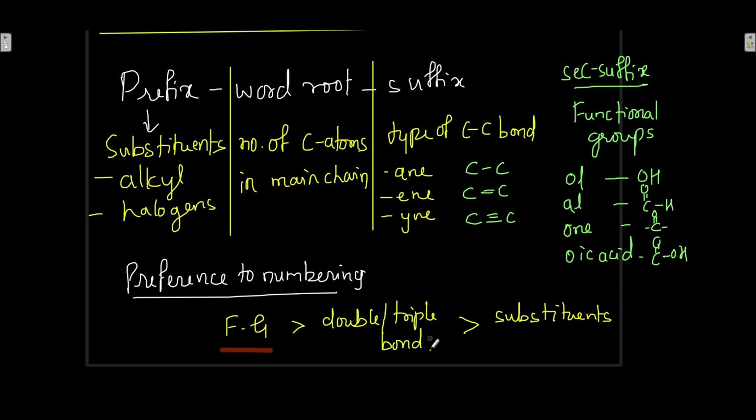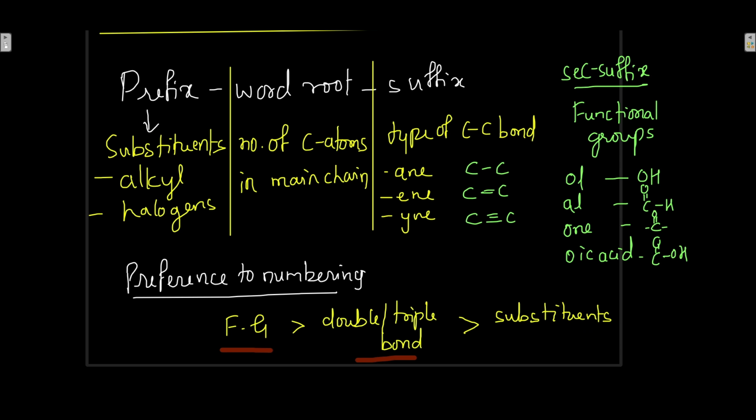Then comes the double or triple bond. If there is no functional group but there is a double or triple bond, the double or triple bond should be given preference, meaning it should get the smallest possible number. If both are not there, then you give the preference to substituents. You have to number in such a way that substituents get the smallest possible number.